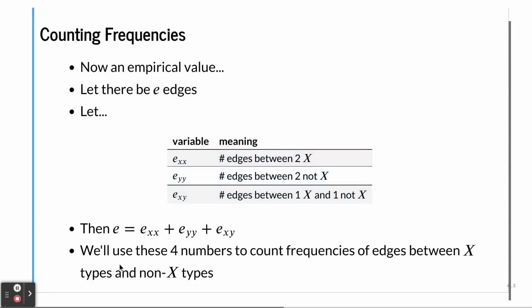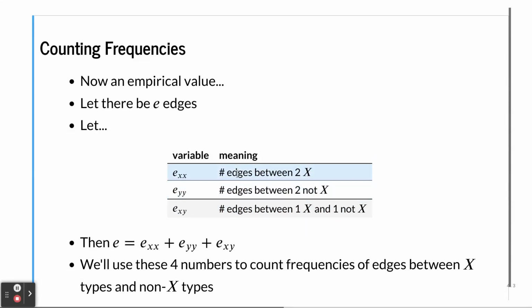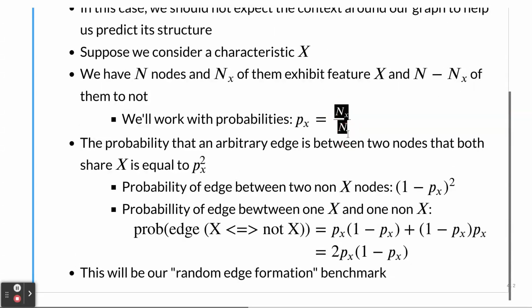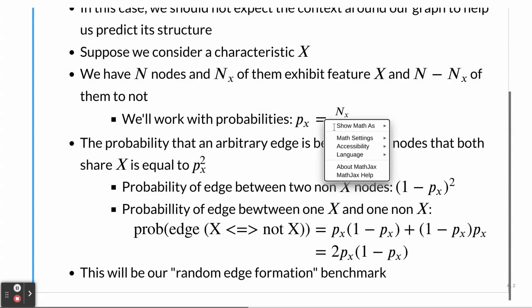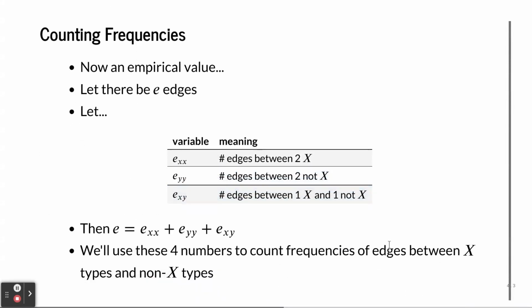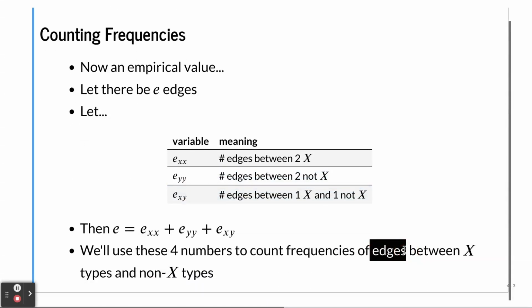And this will allow us to count the frequency of edges between the x and the non-x types. So before, we were counting nodes. We were counting how many nodes had the property x versus total nodes, and that's what we used the N for. And now we're using our E notation to count the number of edges.